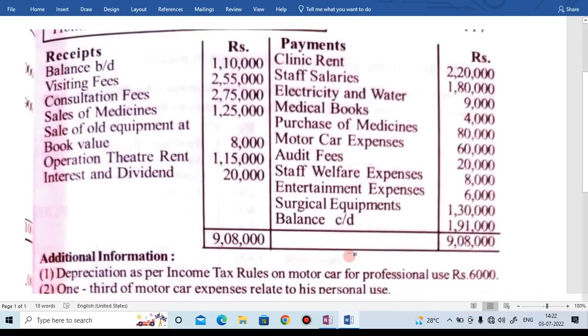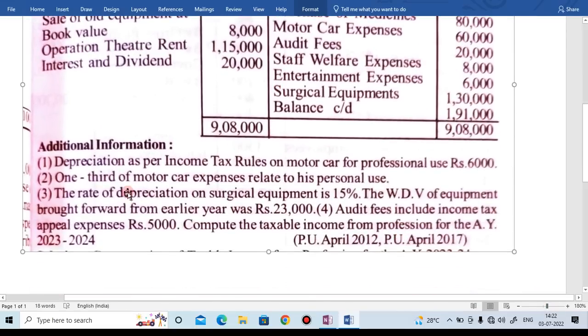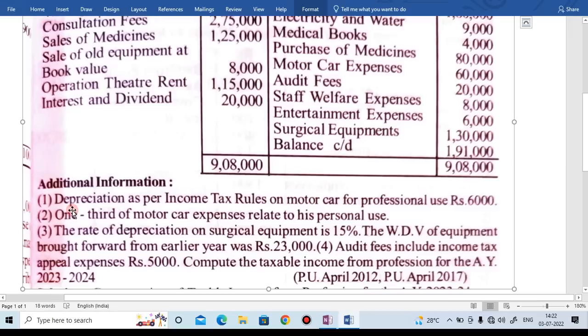In the additional information, first is depreciation as per income tax rule on motor car for professional use, which is 6,000. So depreciation as per income tax rule on motor car for professional use is rupees 6,000. The second point is 1/3 of motor car expenses relates to his personal use. So 1/3 of motor car expenses related to the medical practitioner is of personal use, then 2/3 belongs to professional use.